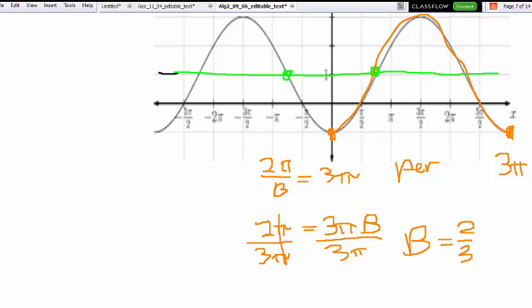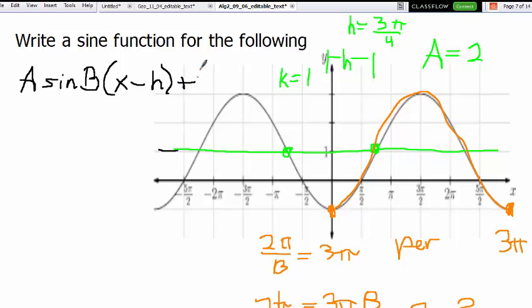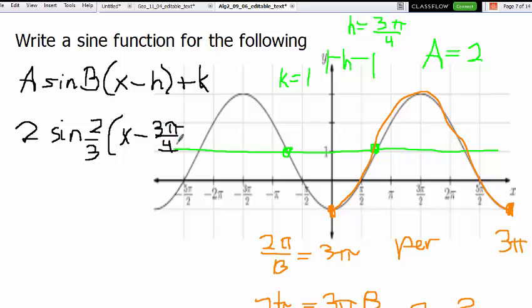Have everything that I need to plug in. I actually have all 4 parts here. So remember that I've written the equation A sine B on the outside, parentheses x minus the phase shift plus the vertical. That's where everything goes. A is 2, B is 2/3, x minus, my shift is actually positive, but it shows up as a negative here, and plus 1. And that is our final equation for that problem.